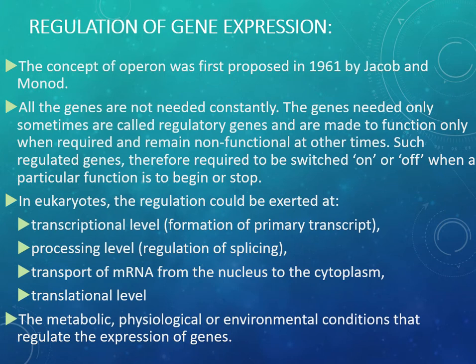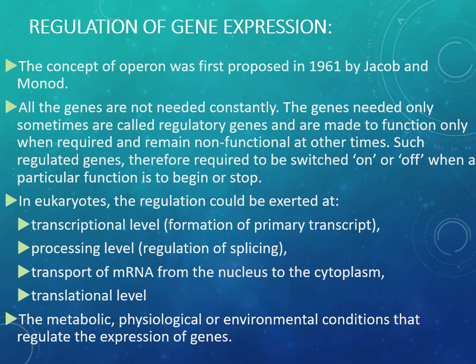In eukaryotes, the regulation can be exerted at 4 levels. First is the transcriptional level, that is formation of the primary transcript. Second is the processing level, that is splicing. Third is transport of mRNA from the nucleus to the cytoplasm, and fourth is the translational level. The regulation at the transcriptional level was elucidated by Jacob and Monod.